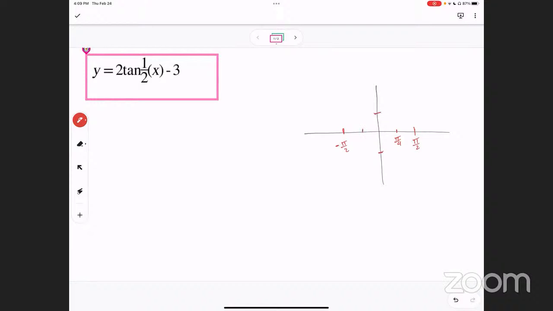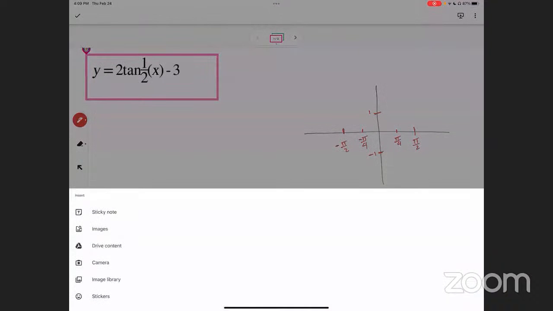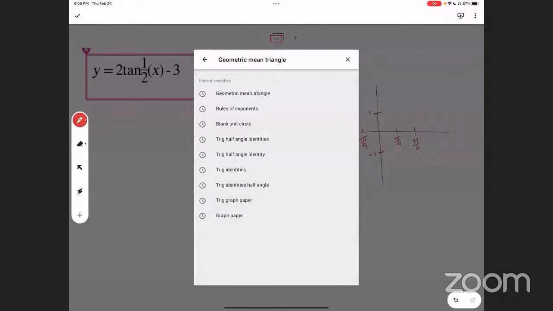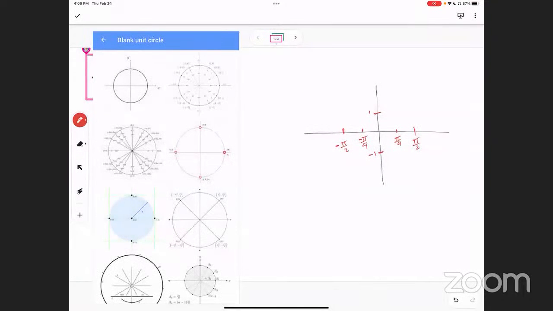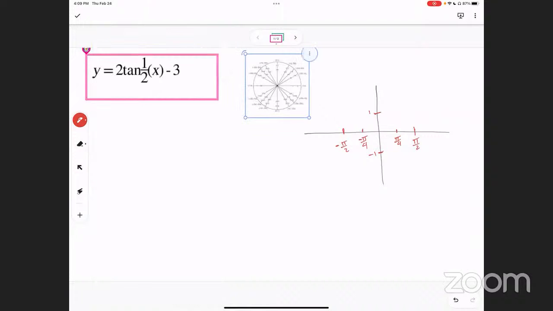Is that just the... Oh wait, I can't. Should I just draw a unit circle? Because it's usually easier for me when I draw it. I'll do it. Is that root 2 over 2, 1? Oh wait. Yeah, so here's your unit circle.